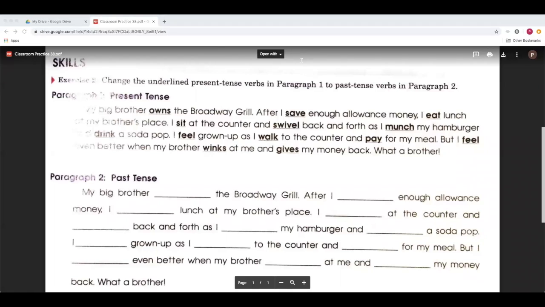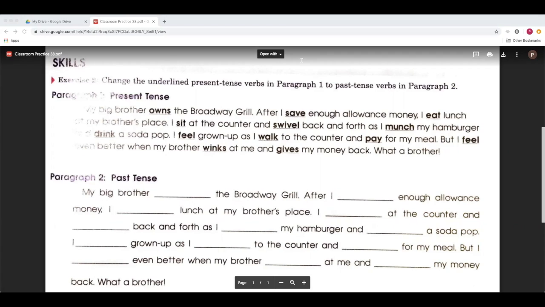And it's having us change the underlined present tense verbs in paragraph 1 to past tense verbs in paragraph 2. The first paragraph says, my big brother owns the Broadway Grill. After I save enough allowance money, I eat lunch at my brother's place.